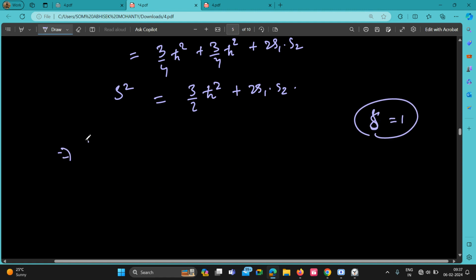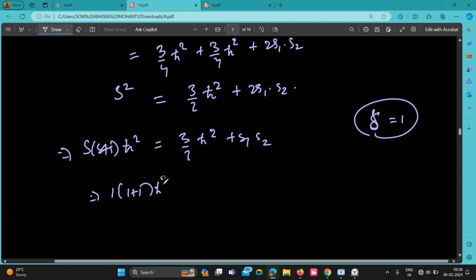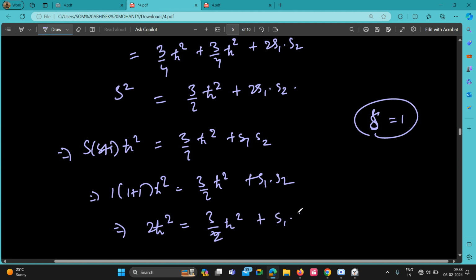Okay, now for spin triplet, S is equal to 1. So this S square is S into S plus 1 h cut square, which is equal to 3 by 2 h cut square plus S1 dot S2. So 1 into 1 plus 1 h cut square is 2 h cut square, equal to 3 by 2 h cut square plus S1 dot S2.